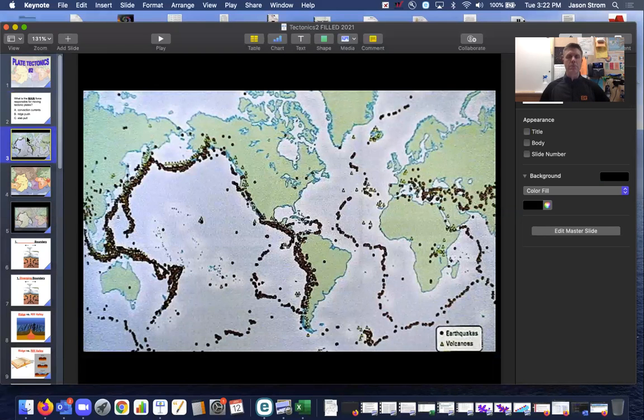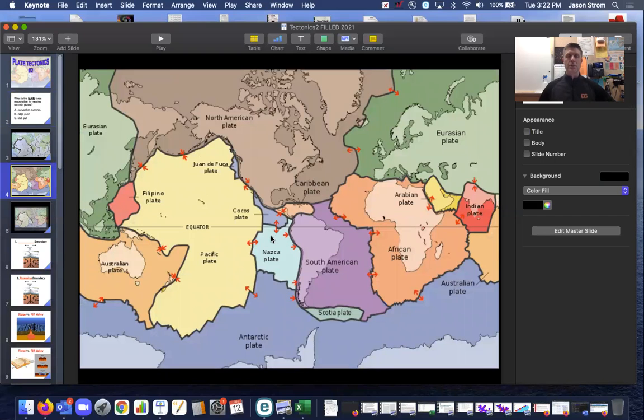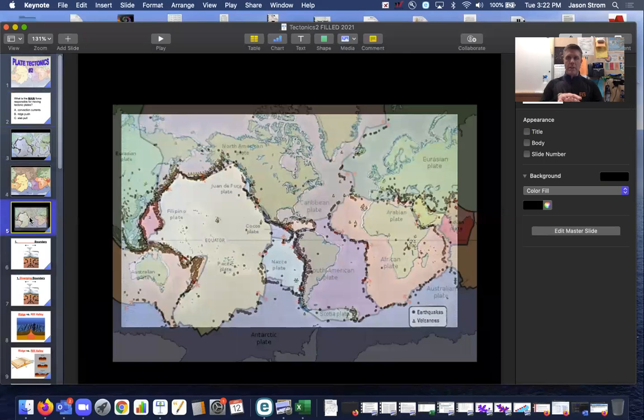So this map shows volcanoes, earthquakes. This shows tectonic plates and the boundaries and the directions that those are moving. If you put one on top of the other, superimpose it, you can see that the vast majority of earthquakes and volcanoes take place on the plate boundaries. So plate boundaries is what we're going to talk about today.